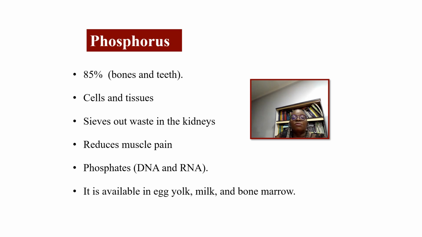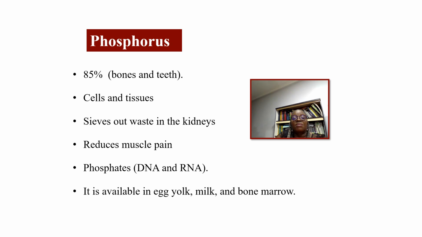What is the importance of phosphorus in the human body? Another essential element of this group is phosphorus. About 85% of the body's phosphorus is in bones and teeth, and phosphorus is also present in smaller amounts in cells and tissues throughout the body. Phosphorus helps filter out waste in the kidneys and plays an essential role in how the body stores and uses energy. It also helps reduce muscle pain after a workout.